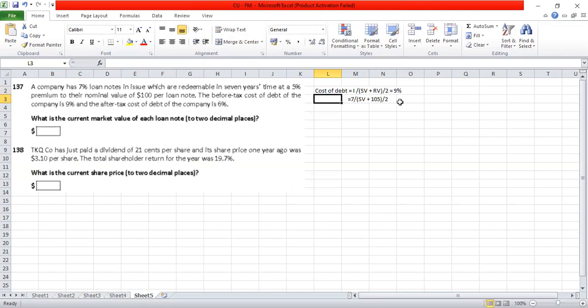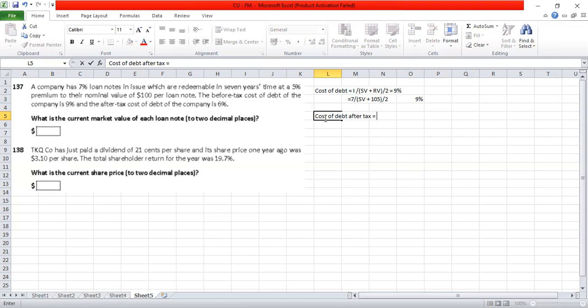This value happens to be 9%. So this is 9%. What is the cost of debt after tax? The same concept, but 6%, subject to change of tax rate. Tax rate we have no idea, but it is multiplied by 1 minus tax rate.